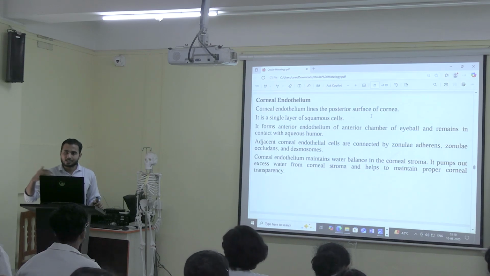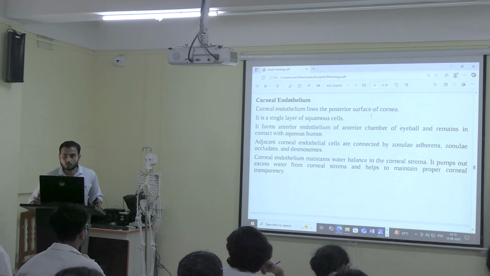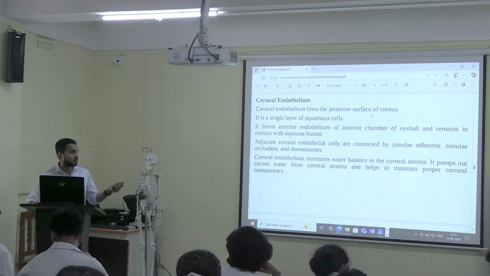That means the transport of molecules takes place through this endothelium layer, which is very important. Because through the aqueous humor only the cornea is getting nutrients. So through which layer will it take place? It will take place through this corneal endothelium only.